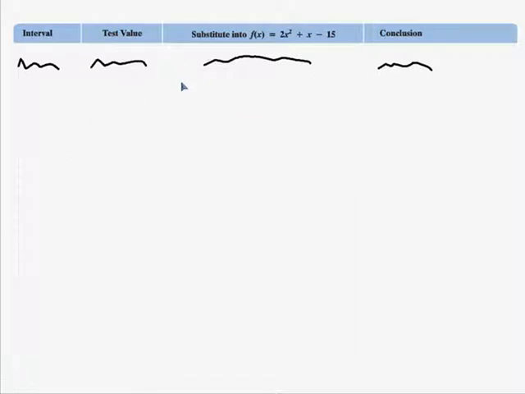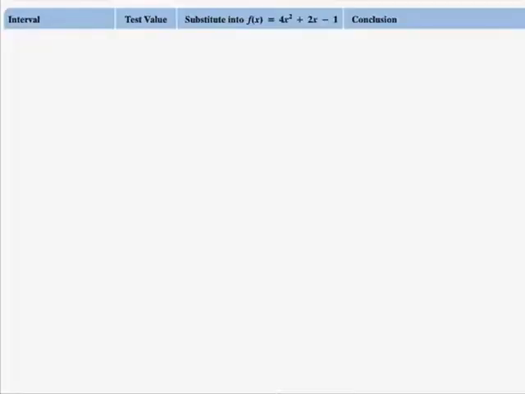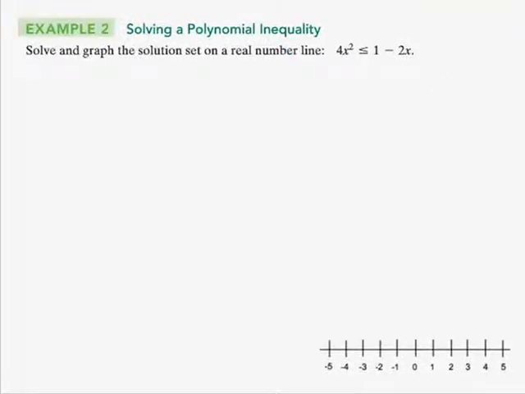All right, I guess we can skip this slide because we should have been filling that in as we went through on the last one. Example 2, solve and graph the solution set on the number line. 4x squared is less than or equal to 1 minus 2x. Okay, and we got the same thing here.